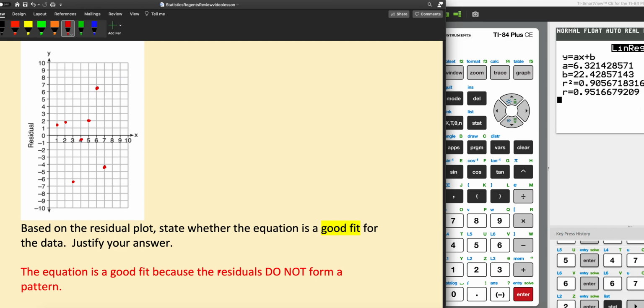I believe the next topic we're going to start is factoring. So if you need help with factoring, come join me for that.